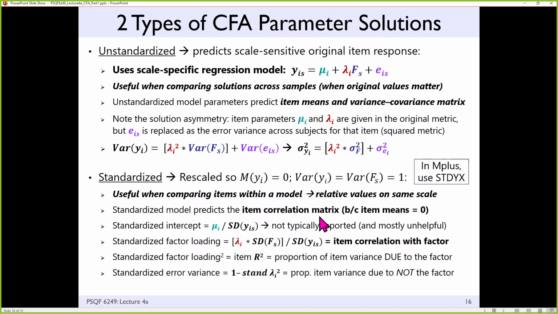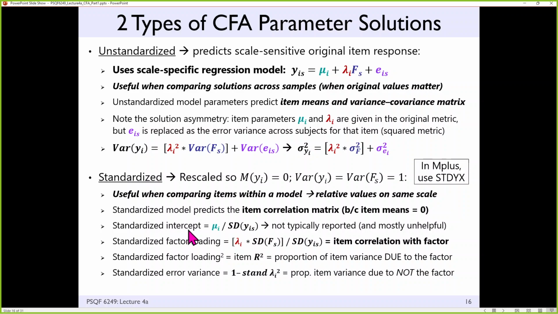This is much more useful if you are trying to decide which items are relatively best. You look at the standardized solution, because then all the items are on the same scale. And if I have a loading of 0.6, that's better than a loading of 0.4. Everything has been standardized. It's directly analogous to the idea of standardized slopes in regression.